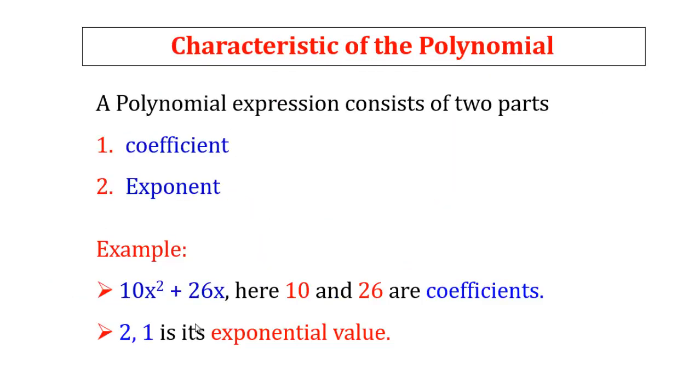And then the second one, characteristics of a polynomial. A polynomial expression consists of two parts. Already explained that. The first part is called the coefficient, the second part is called the exponent. Take an example, 10x^2 plus 26x. Here 10 and 26 are called coefficients. And here x^2, here x^1. Here we consider x as x^1. 2 as well as 1 is its exponent value or power of the corresponding coefficient in the polynomial expression. This is the characteristics of polynomials.